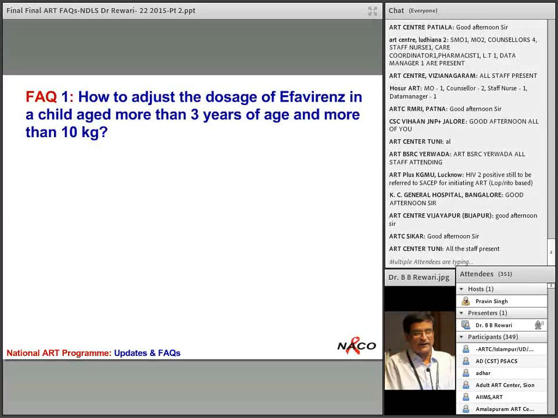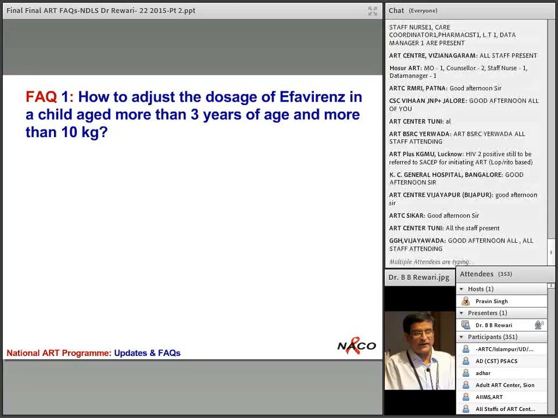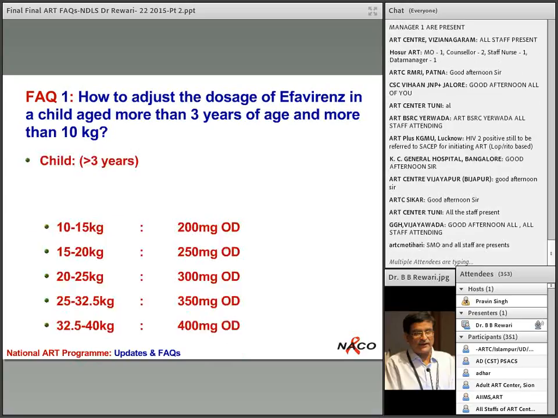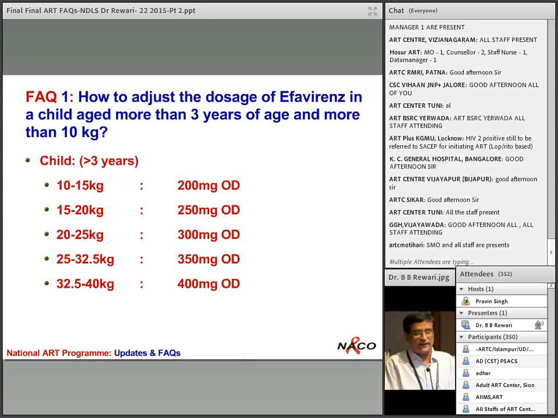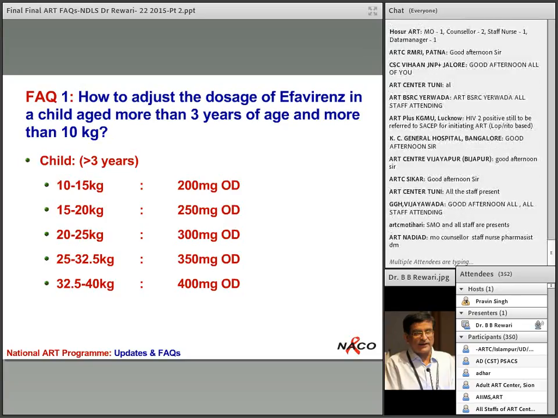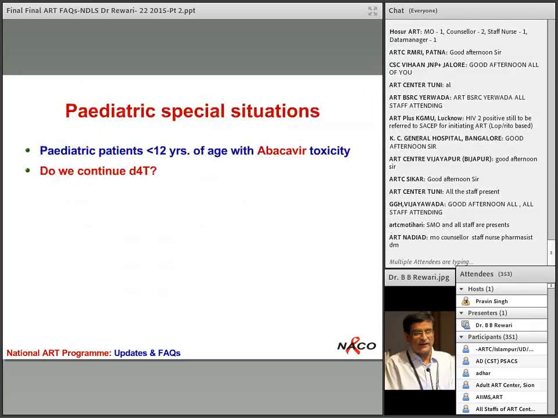Now, how to adjust the dose of Efavirenz if child is more than 3 years and more than 10 kg. This is a situation where we will be using Efavirenz. So, the dose is according to the weight, 10 to 15 kg, 15 different weight bands. The dosage has been clearly given. This was shown in the last NDLS also, and guidance has also been sent.